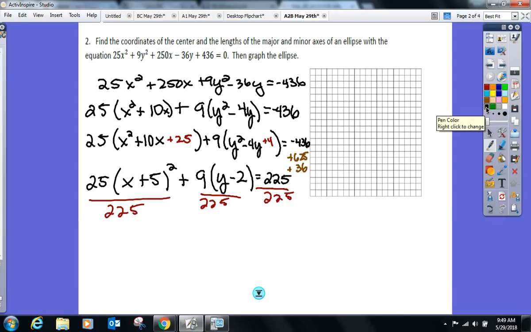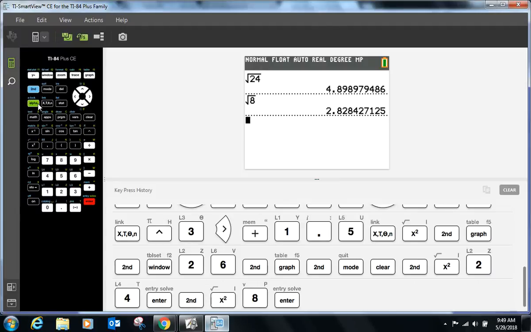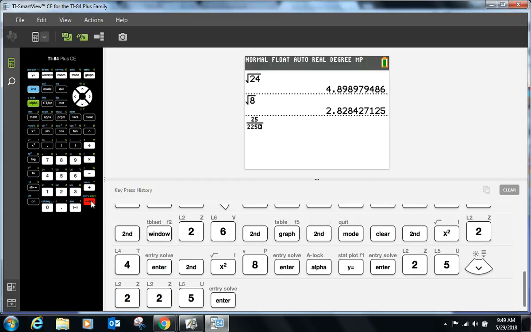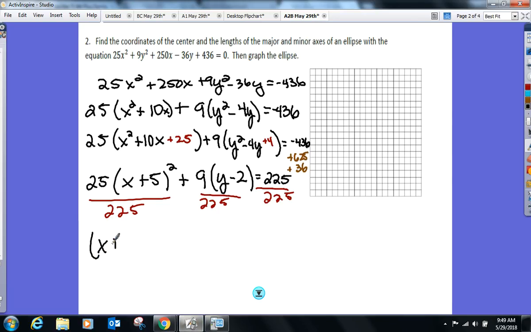Reduce, reduce, reduce. You can reduce in your calculator. Remember, hey, if you forget, just get a fraction template out. 25 over 225. It'll reduce it for you. You guys that don't have fraction templates, put it in parentheses and then go to math fraction. X plus 5 squared all over 9. And what about that second one? Oh, I forgot the squared. Y minus 2 squared all over 25 equals 1.